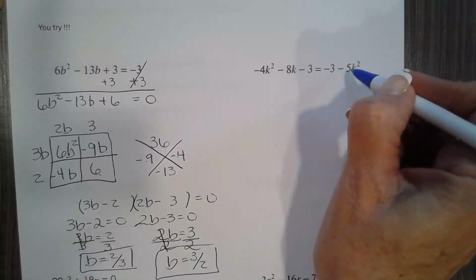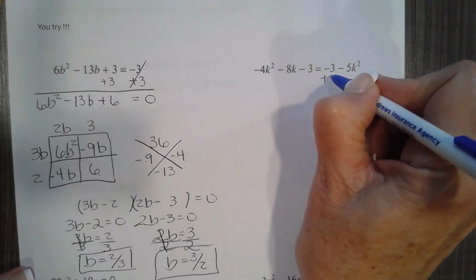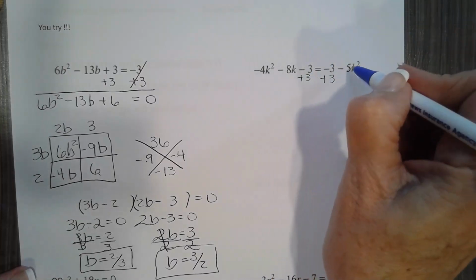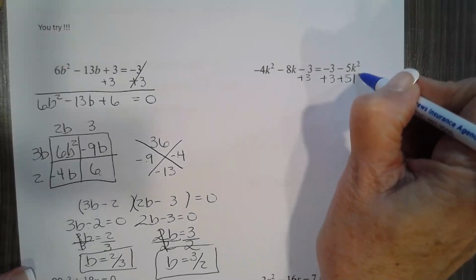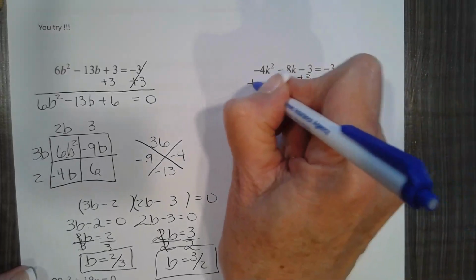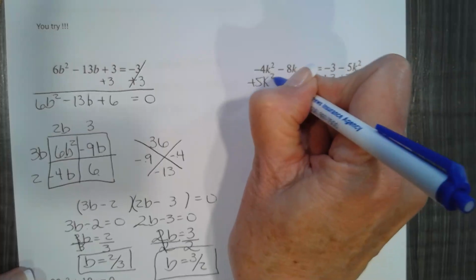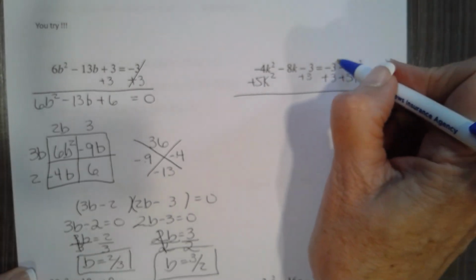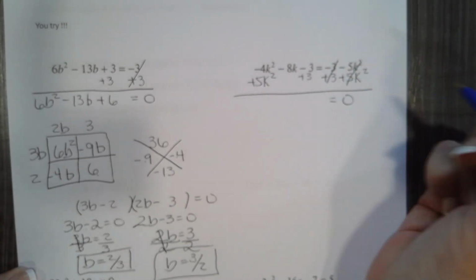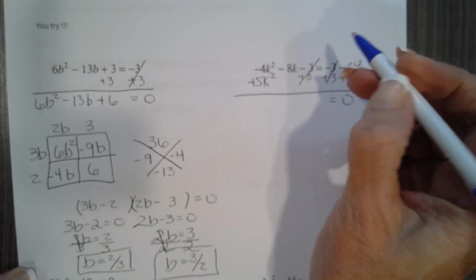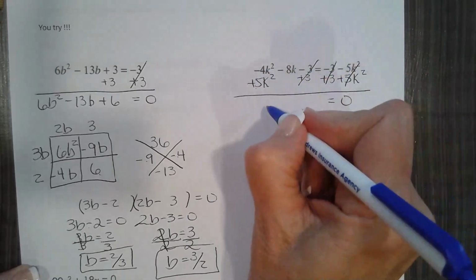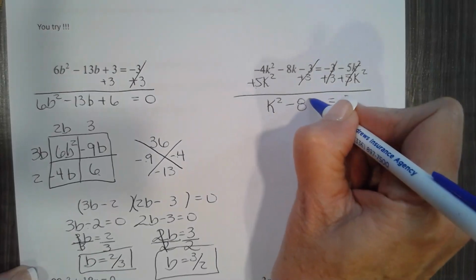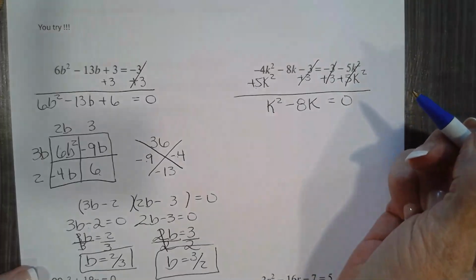So here we've got 2 things to move. So I'm going to add 3, and notice where I'm putting it. I'm going to put it kind of under the like terms. I need to add 5k squared. I'm going to put that over here with my k squared term. Okay. All of this cancels, making it equal to 0. That cancels. Negative 4 and positive 5 is a 1k squared. Bring down negative 8k.